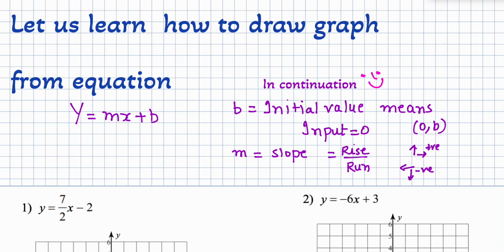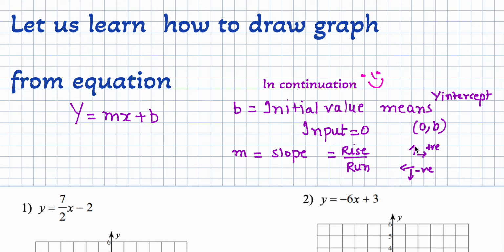Now, after so much fun of stories, let's learn how to draw a graph from a given equation, y equals mx plus b. For a quick revision, b is the initial value, meaning at that time the input is 0. That means the coordinates are (0, b). We can also call it the y-intercept, because whenever x is 0, the point will lie on the y-axis. Then the next point is the slope, which is rise over run.